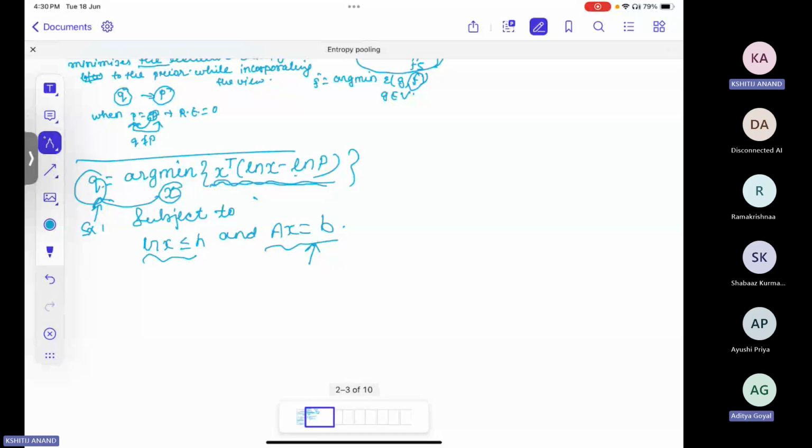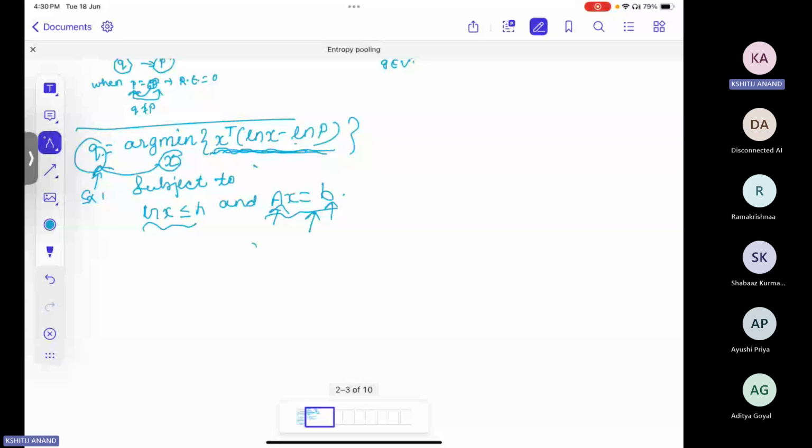So basically, you are essentially solving this problem: Q is equal to the minimum of this relative entropy, subject to the condition that Gx is less than or equal to H and Ax is equal to B. What are G, H, A, B, and X? X is basically your posterior distribution. A and B, I will be telling shortly what they are, along with G and H. Basically, suppose that you have your view on the return of A. Then the A matrix will have a return column. Here you will have a return.